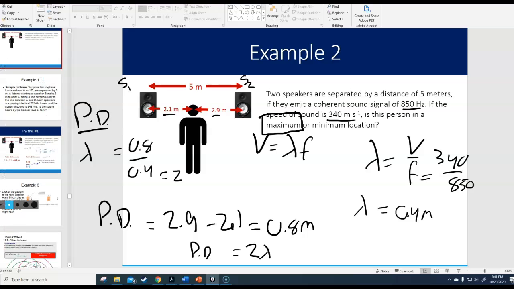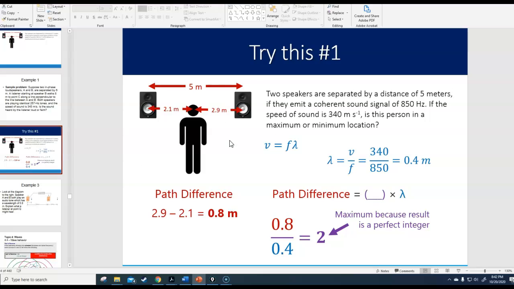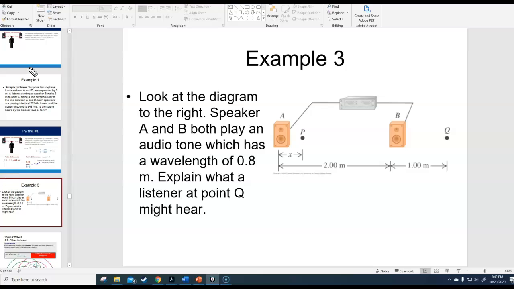Alright, so I'm going to leave you just with one example to try to do on your own. Pause it there if you need to finish writing that down. This slide right here basically also has the answer. Okay, so I want you to try to do example 3 on your own. Again, start by finding the path difference, and then finding the path difference in terms of the wavelength, and see if you can answer example 3 on your own.